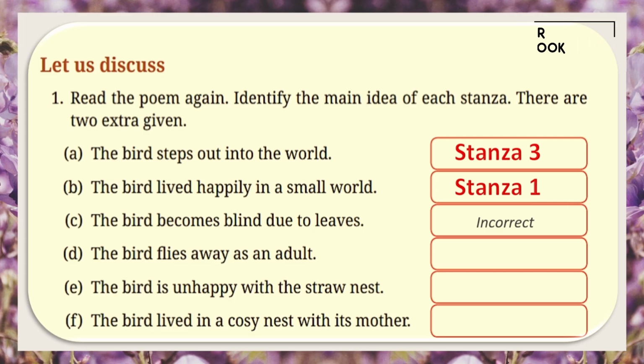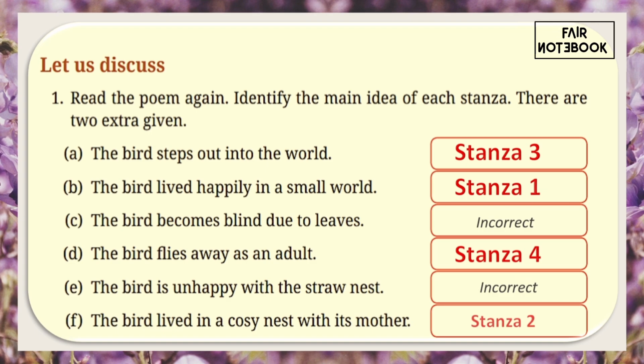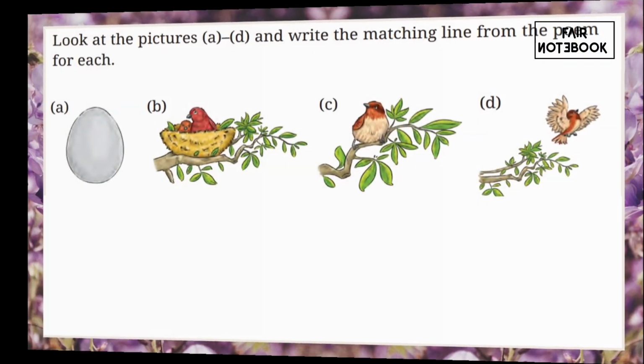The bird flies away as an adult. This line is related to stanza number 4. The bird is unhappy with the straw nest. This line is incorrect as it doesn't relate to any stanza. The bird lived in a cozy nest with its mother. This line is related to stanza number 2.